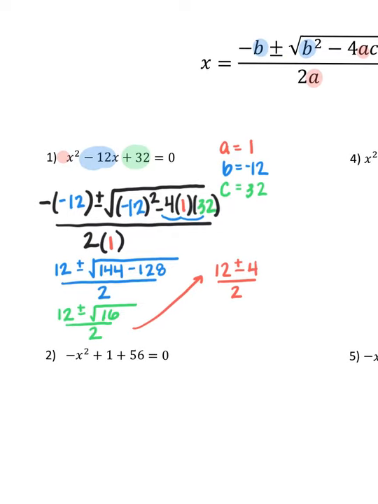Now here's where I break it down into 12 plus 4 over 2 and 12 minus 4 over 2. 12 plus 4 is 16 over 2, which is 8. And 12 minus 4 is 8 over 2, which is 4. So in this problem, 8 and 4 are the answers. You're always going to have two answers here.